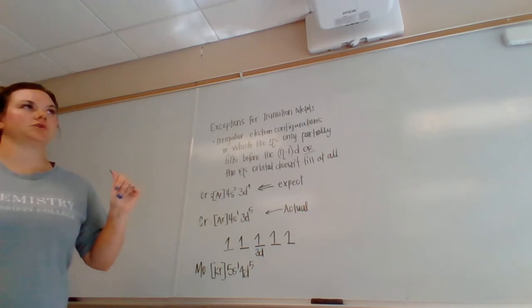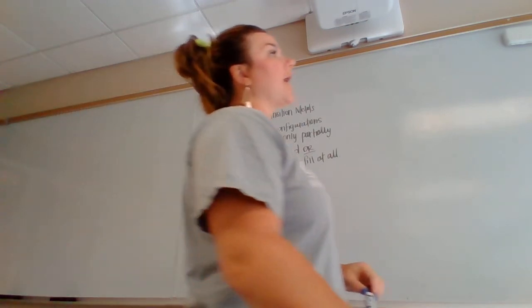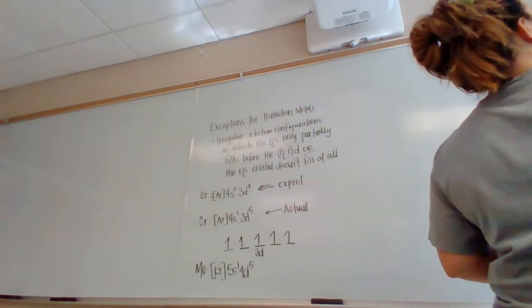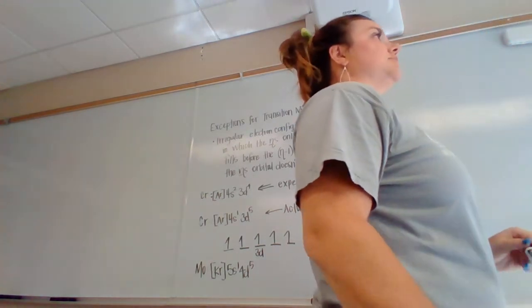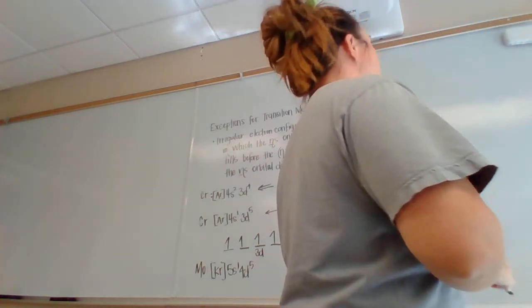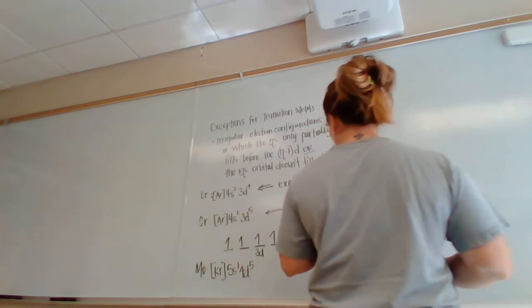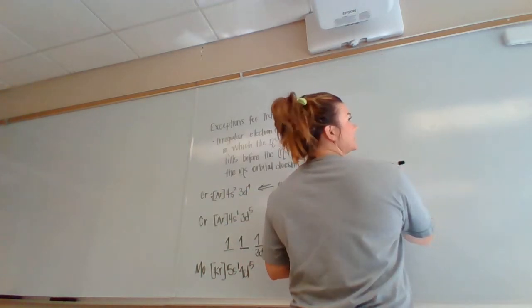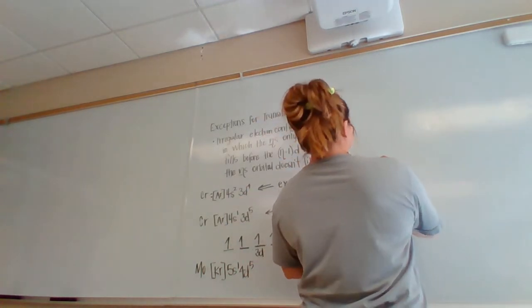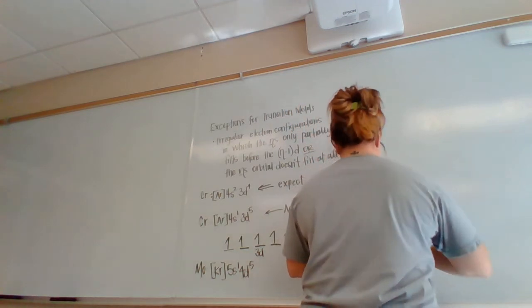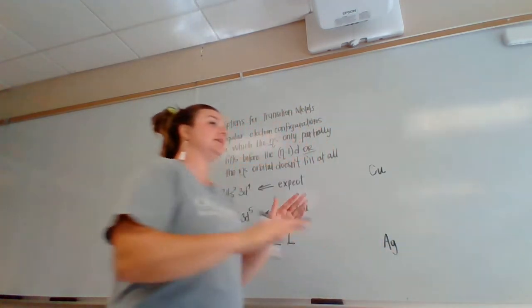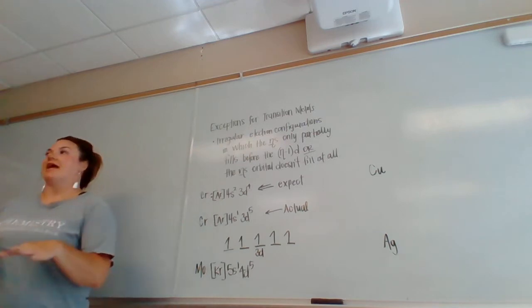The other 2 I want you to know are copper and silver. They essentially do the same thing. They only put 1 electron in the s orbital, but this time they will be completely filled in the d orbital, not half filled.